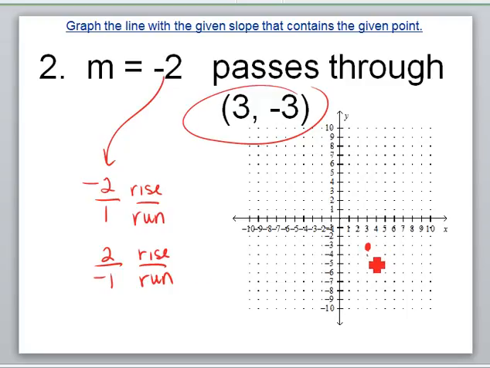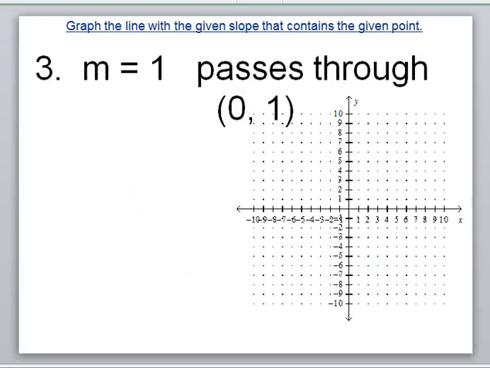So rise negative 2 means I'm falling 2 and I'm running 1. Fall another 2, run 1. Or I could use this one. I could rise 2 and go to the left 1. That would be negative. Notice how I have negative slope on there. Continuing on. A couple more of these before we start writing that equation in point slope form.